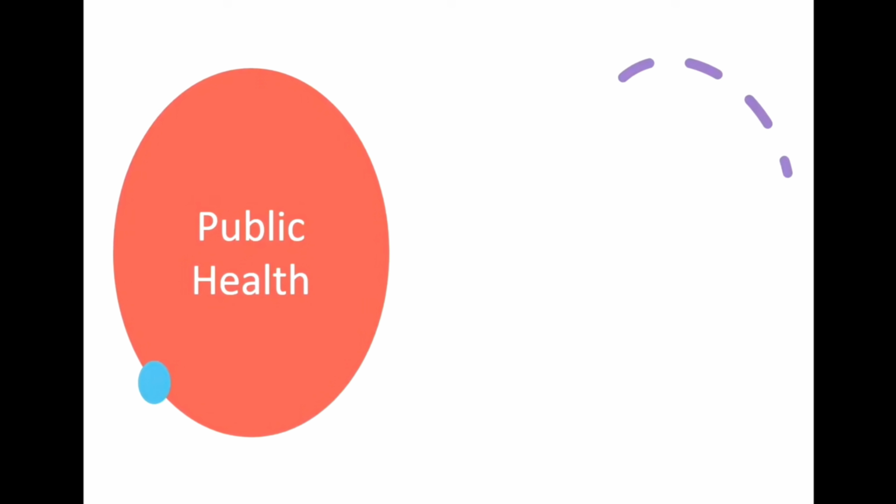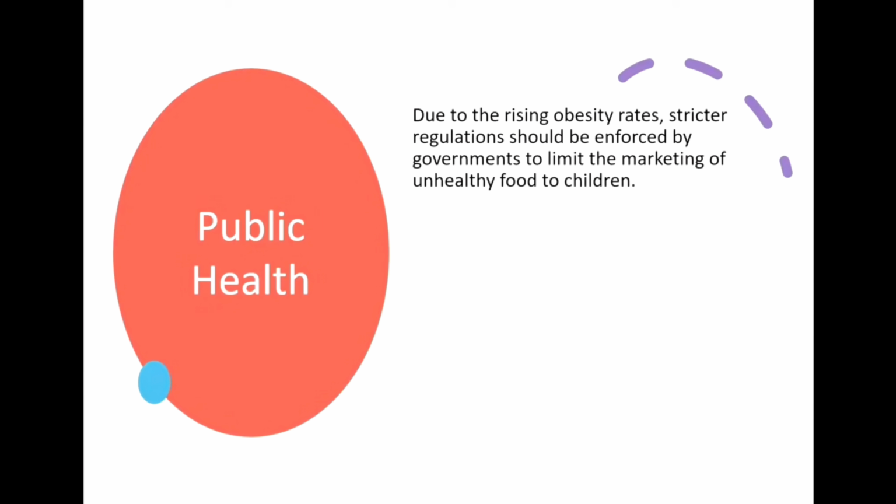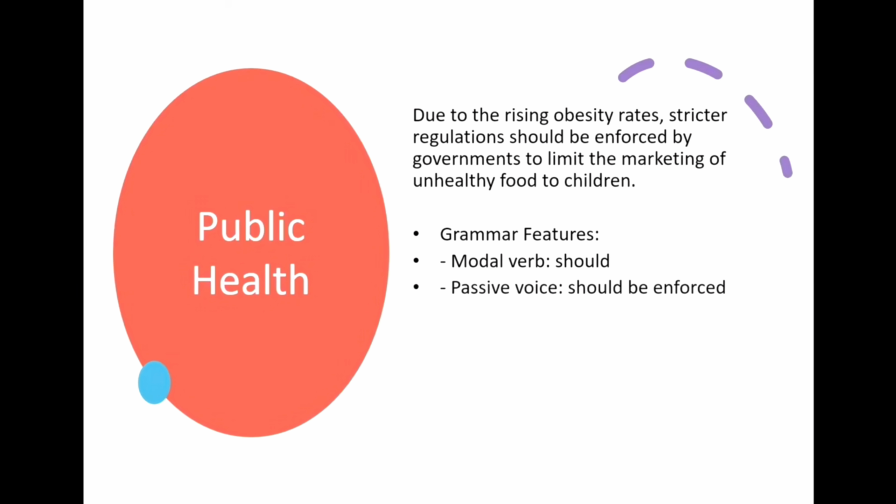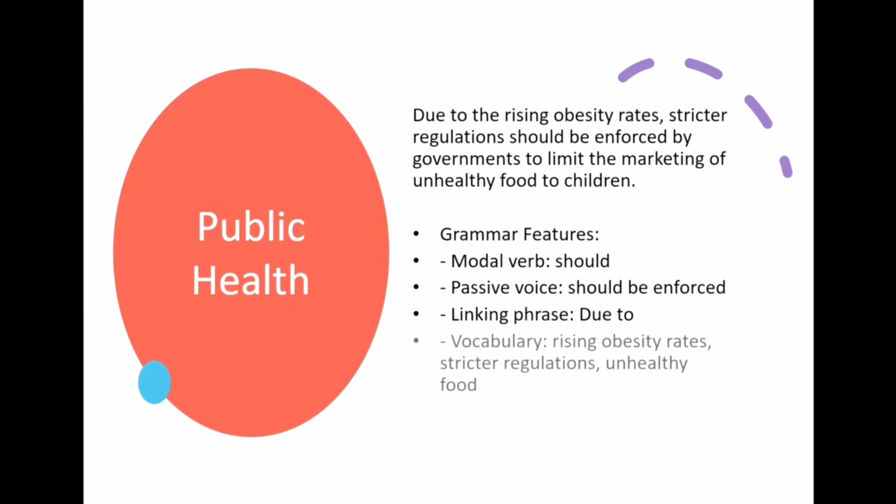About public health, due to the rising obesity rates, due to is the linking word, stricter regulations should be enforced by governments to limit the marketing of unhealthy food to children. Nice complex sentence, good vocabulary, and we've used the grammar should, modal verb, passive voice should be enforced, and a linking phrase due to, and that's made a very good sentence combined with the vocabulary.